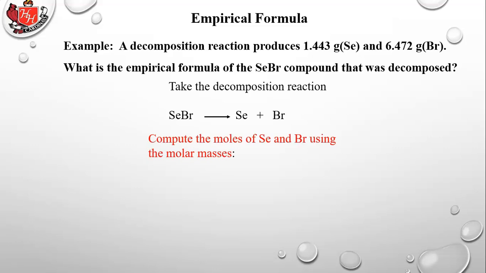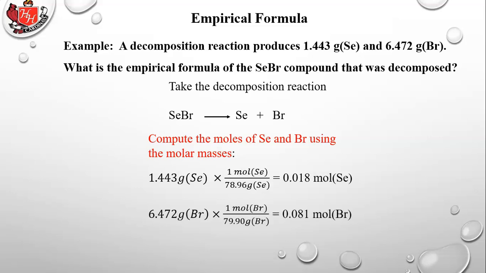So compute the moles of Se and Br using the molar masses. So there it is, 1 mole of selenium for every 78.96 grams of selenium. You get that right off the periodic table. You multiply by the number of grams of selenium that you came up with in the lab, and you get 0.018 moles of selenium. So we need to convert the moles to use a chemical formula or chemical equation.